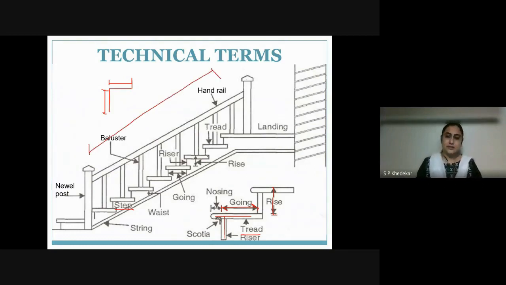But in some staircases, there are some steps, and again there is a horizontal part over here which is called a landing, and then again there are some series of steps. So in that case we have more than one flight. So flight is nothing but a continuous series of steps.